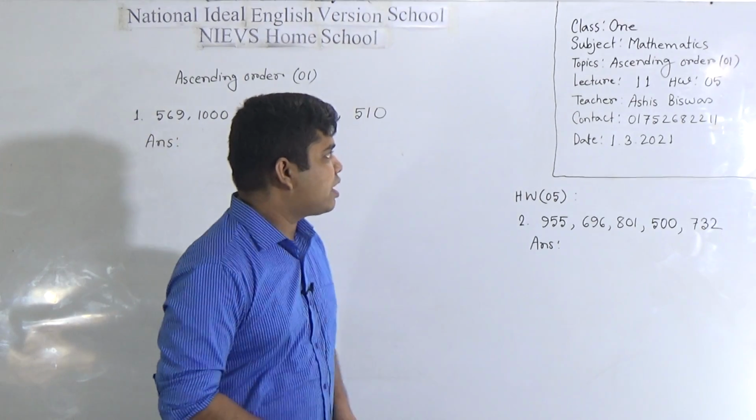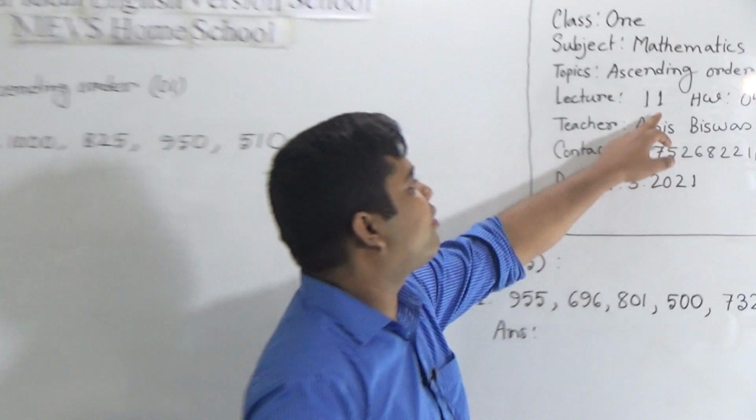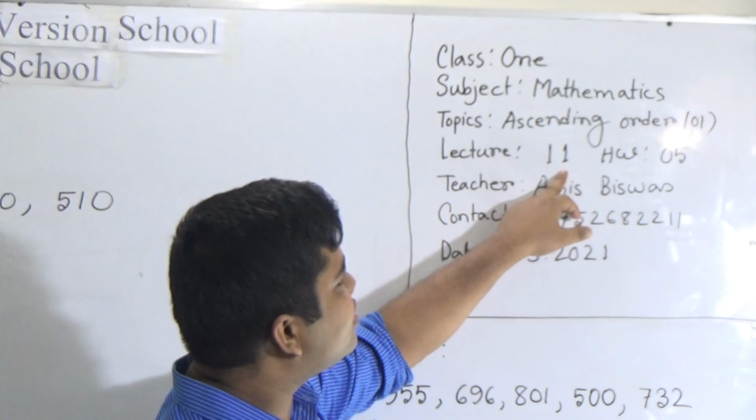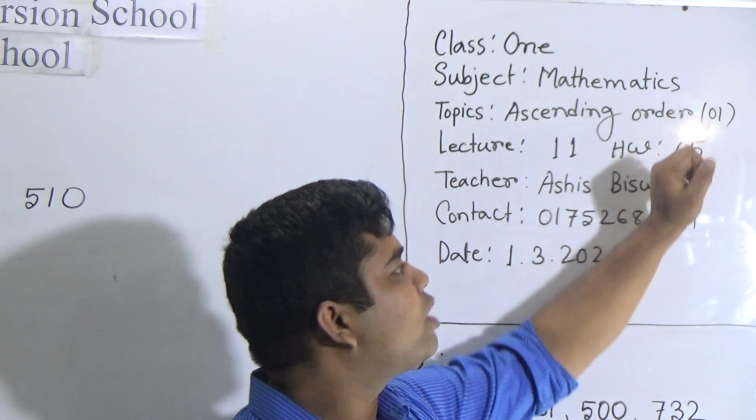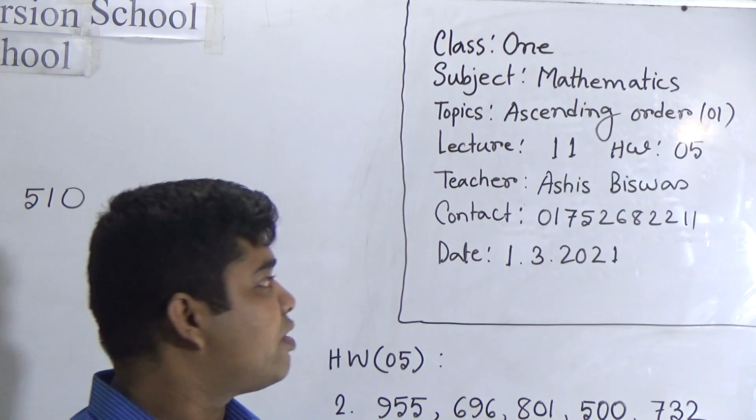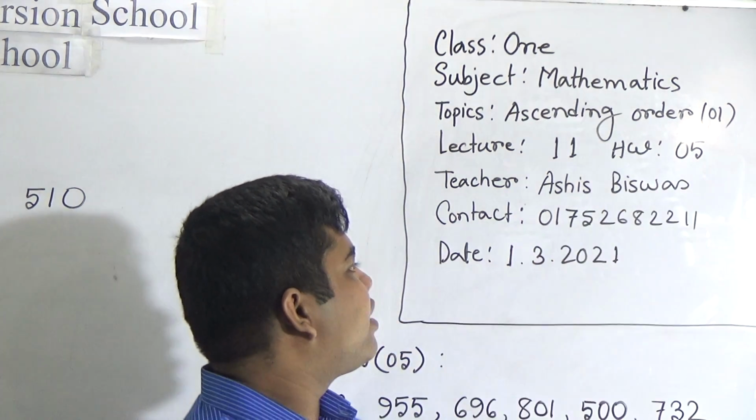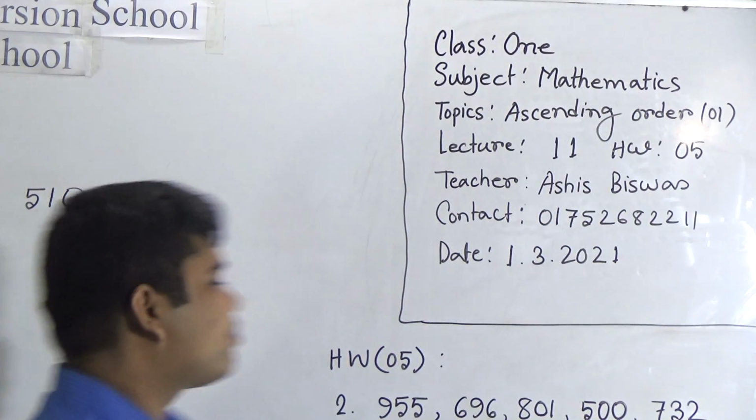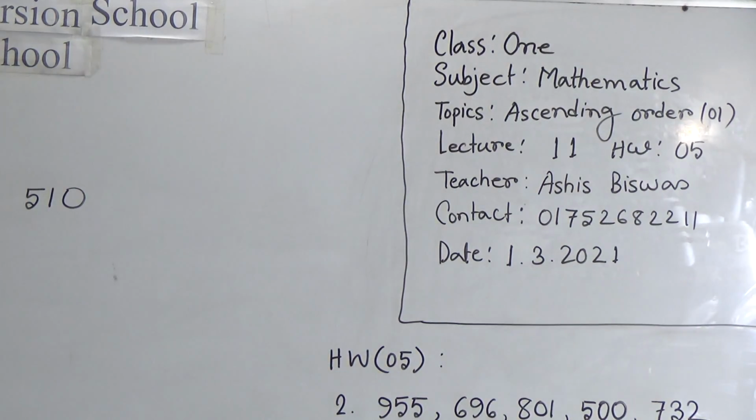Dear students, today is our lecture number 11. Our today's topic is ascending order part 1. And there is SW today, our SW number 5. Okay, my dear students, let us start our class. The topic is ascending order.